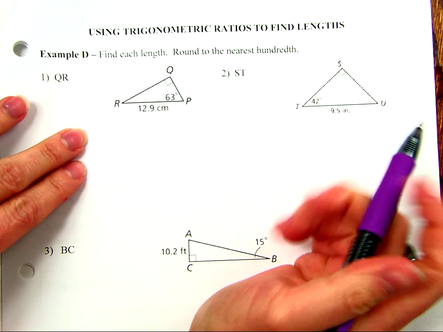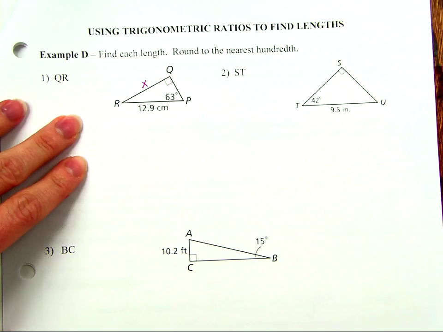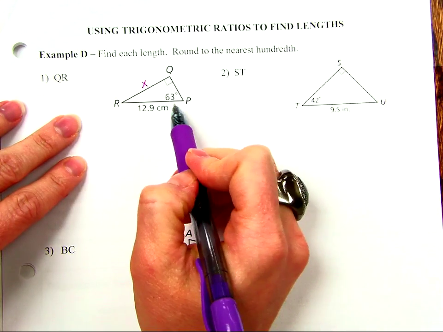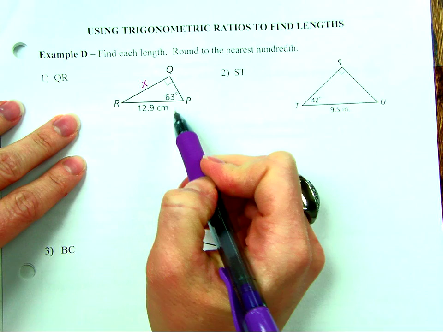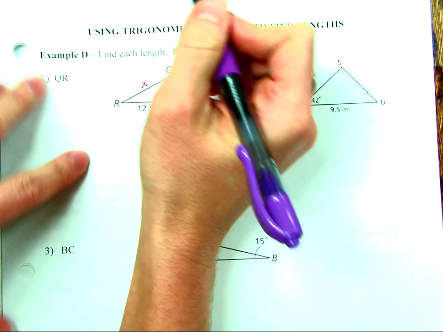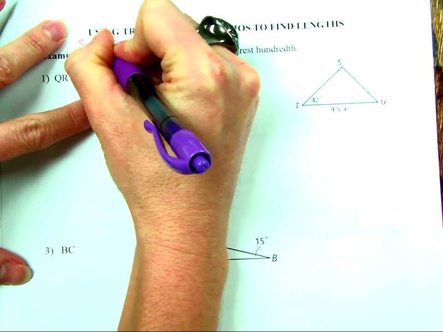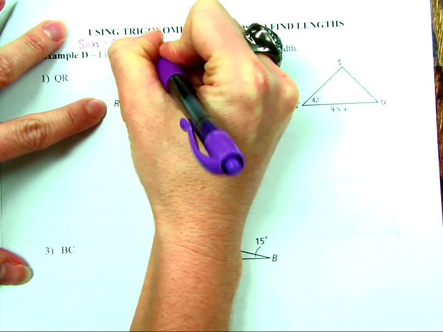Now, I'm going to go ahead and label QR as X. Because we have a right triangle and we do have one angle measure, we can use the trigonometric ratios. Now, as a reminder, the trigonometric ratios, we're going to think about SOH CAH TOA.